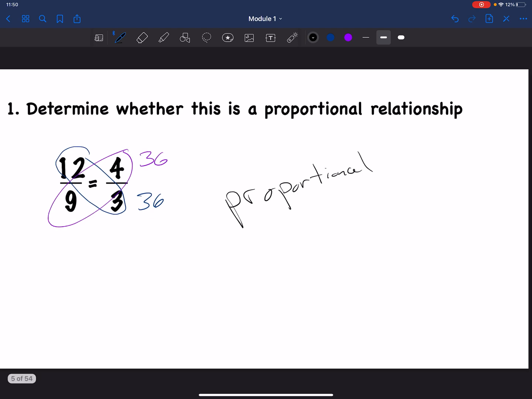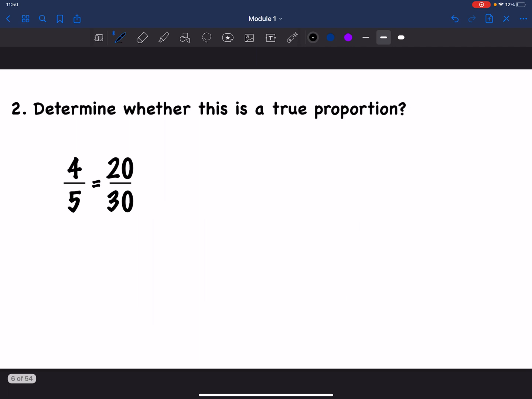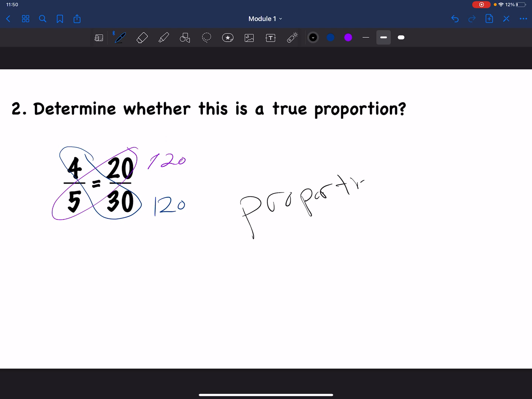Let's try example number 2. Determine whether this is a true proportion, or whether or not these are proportional. 4 times 30 gives me 120. 5 times 20 gives me 120. So this is a proportional relationship because I got the same values when I cross multiplied, indicating that these are in fact equivalent fractions.